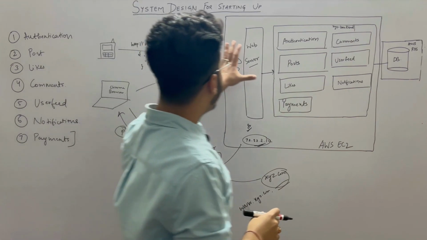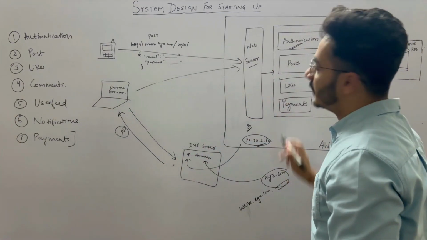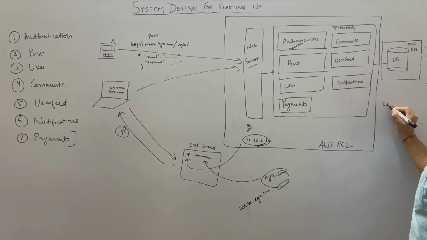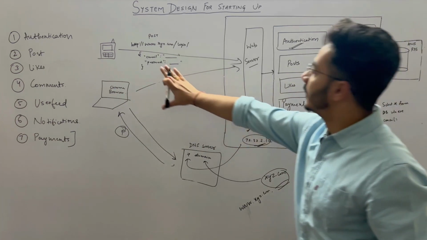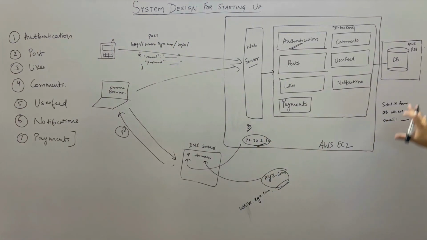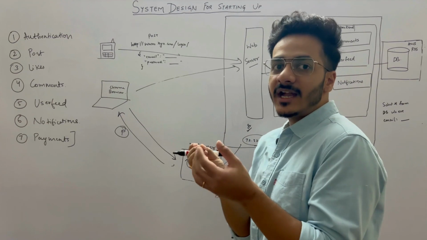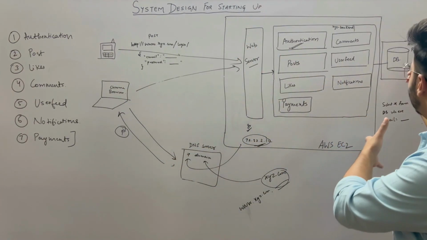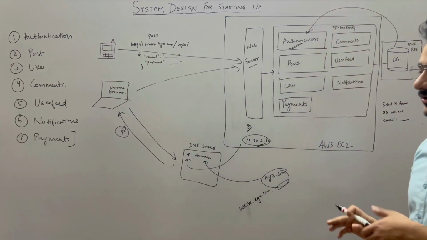And this web server will forward that request to this authentication module. First, it will query the database, like select star from DB where email equals the email that you got from the request body. So this DB will find out whether that record actually exists or not. If it's there, then it will return it back to this authentication service.